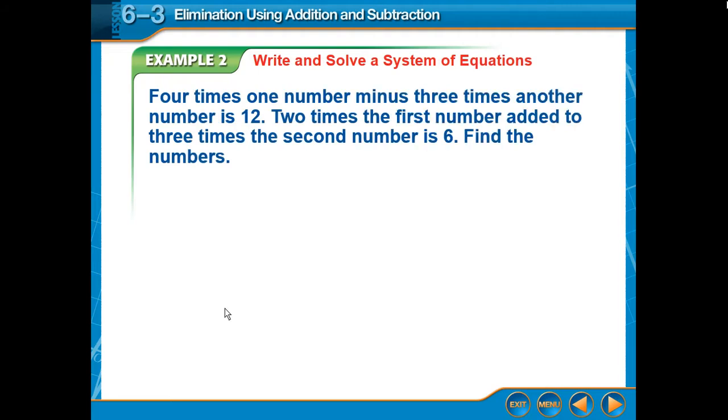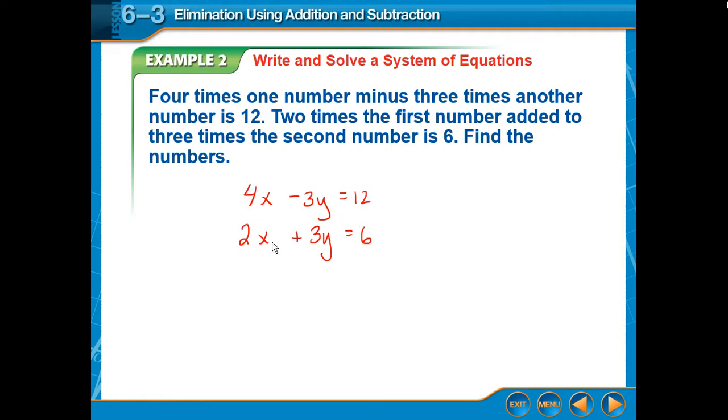Okay, for example 2: 4 times one number minus 3 times another number. So 4 times a number, we'll call it x, minus 3 times another number, we'll call it y, is 12. 2 times the first number, which was x, added to 3 times the second number, so 3y, is 6. Find the numbers. We check that everything is lined up: we have our x's together, our y's, and then our constants, and our equal signs are all in the same spot.